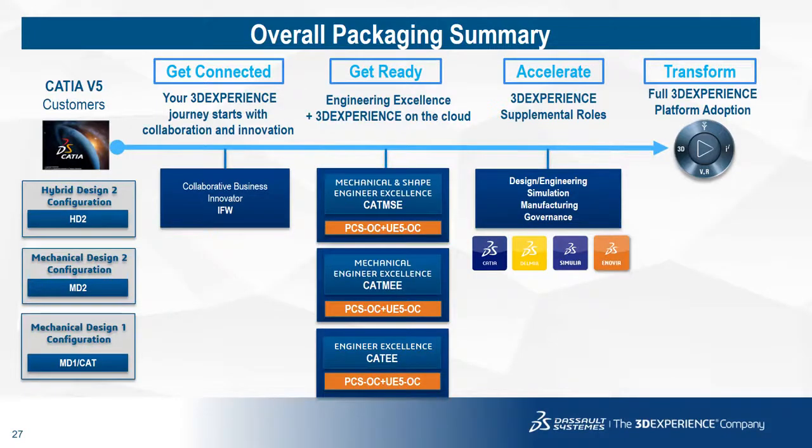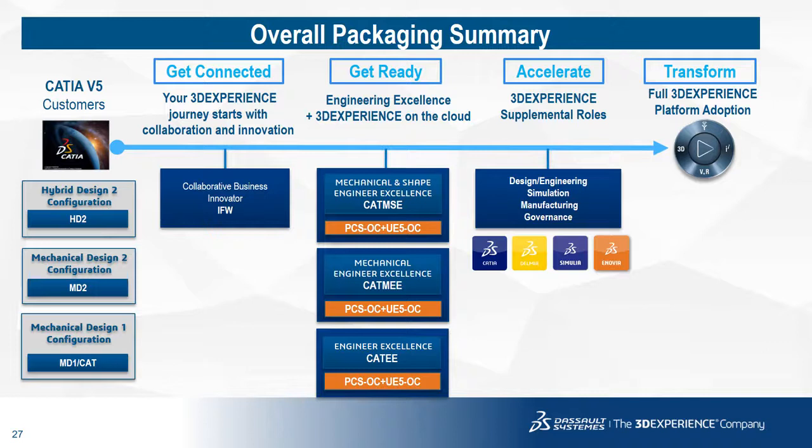So the overall summary, and again, this may be too much for you, or it may be something that you want to just pause and have as a reference. We start with CATIA V5 customers with their existing configurations. You have the ability to dip your toe and explore with Get Connected and using Collaborative Business Innovator.